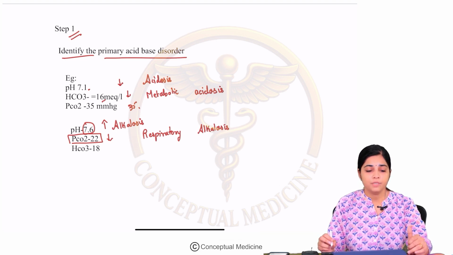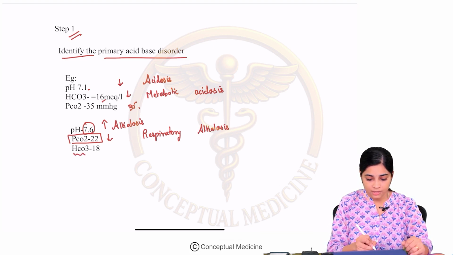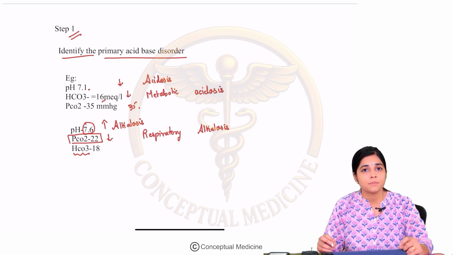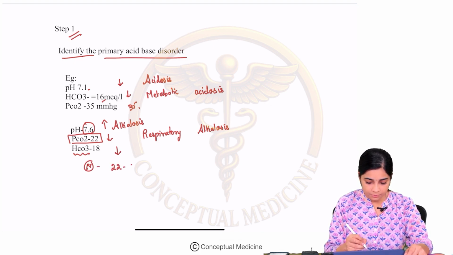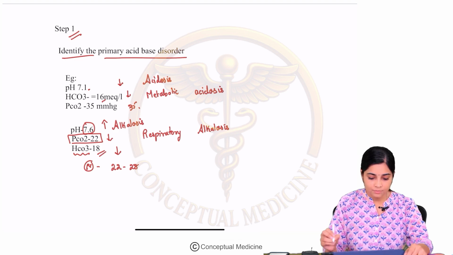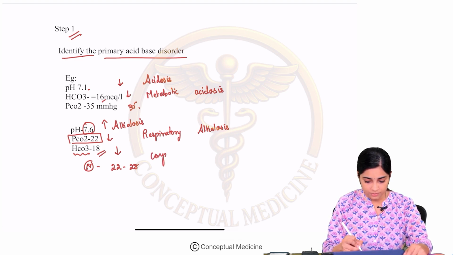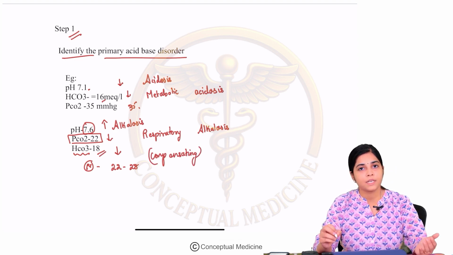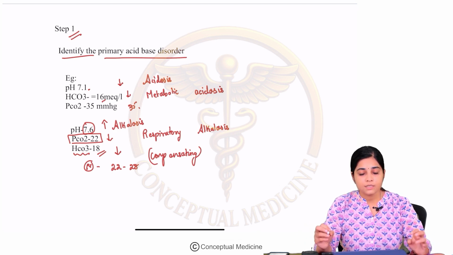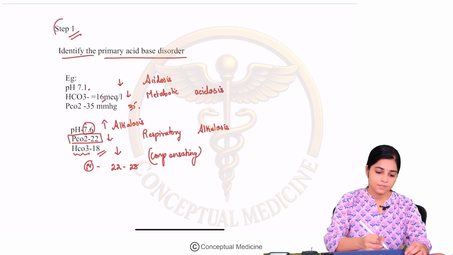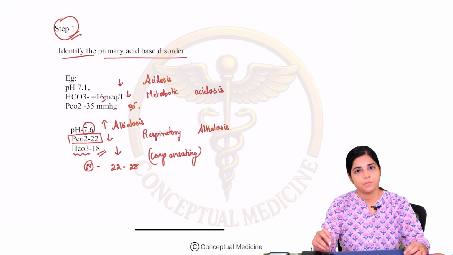And what do you think should be the bicarb? As a compensation, there will be renal compensation. So when there is respiratory alkalosis, the bicarb should also reduce. You know that the normal bicarb is how much? Just now we have learned it is around 22 to 28. What is the bicarb here? It is 18. So it is compensating, and this is what we expected, right? The bicarb should have reduced, and it has reduced. So this is how you identify your primary acid-base disorder. The first step is the identification of the primary acid-base disorder.